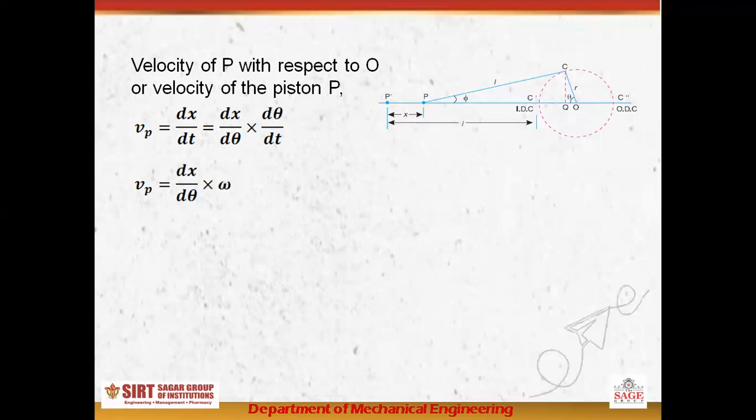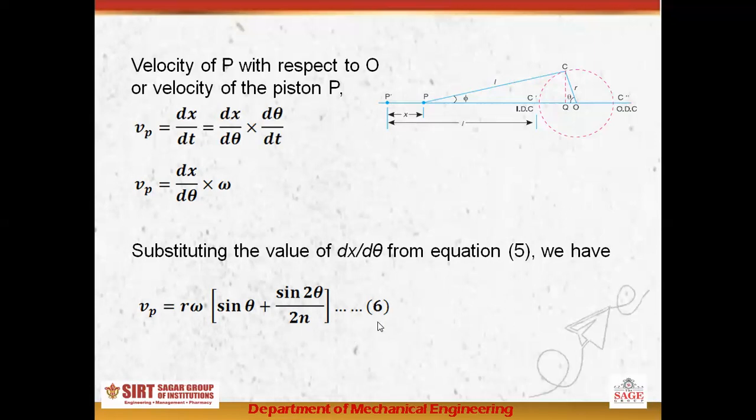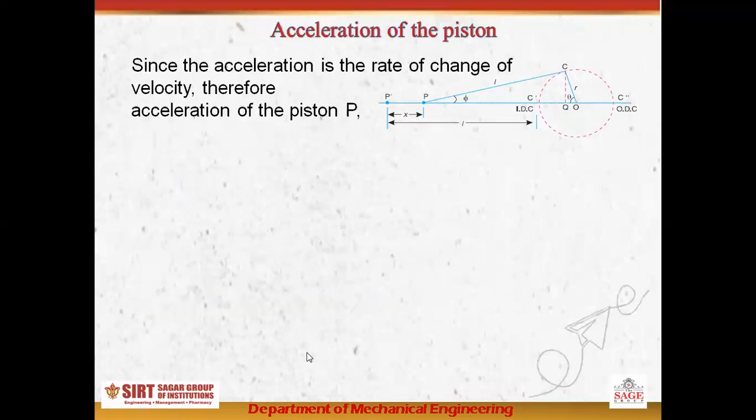Here this is omega. Substituting the value of dx upon d theta from equation number 5, we have the velocity of the piston, Vp is equal to r omega (sin theta plus sin 2 theta upon 2n). This is equation number 6, the velocity of the piston.